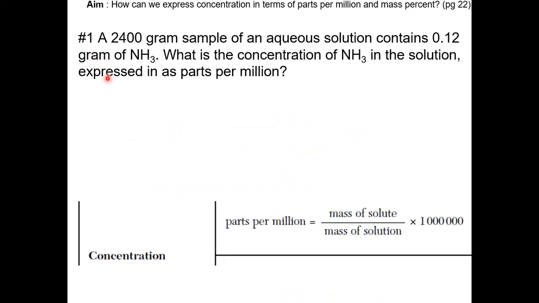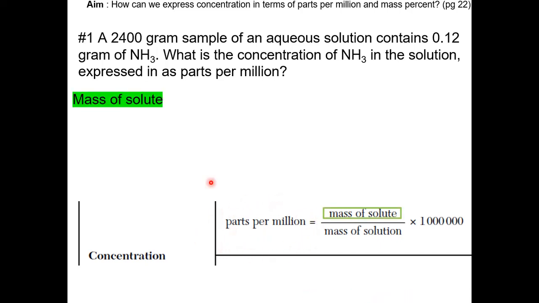Let's look at the first example. A 2,400 grams sample of an aqueous solution contains 0.12 grams of NH3. What is the concentration of NH3 in the solution expressed as parts per million? The first step is to look up the equation on Table T on your reference table. The next step is to figure out what we're solving for. We're solving for the concentration in terms of ppm, so we're solving for this variable in the equation.